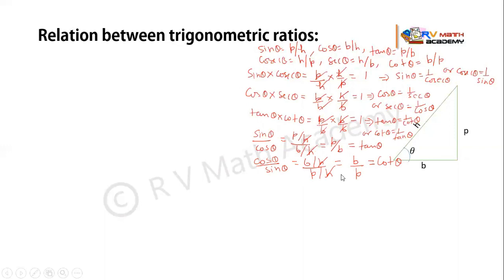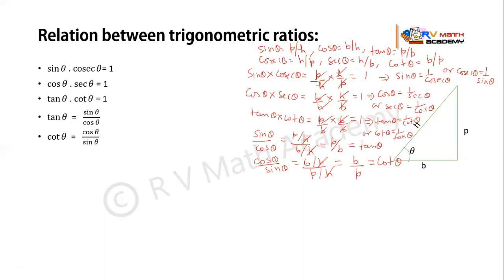So in this manner, we will get these relations, sine theta into cosec theta is equal to 1. Or you can say sine theta is equal to 1 upon cosec theta, or cosec theta is equal to 1 upon sine theta. We'll get cos theta into sec theta is equal to 1. Or you can say cos theta is equal to 1 upon sec theta, or sec theta is equal to 1 upon cos theta. We'll get tan theta into cot theta is equal to 1, from which we'll get tan theta is equal to 1 upon cot theta, or cot theta is equal to 1 upon tan theta.